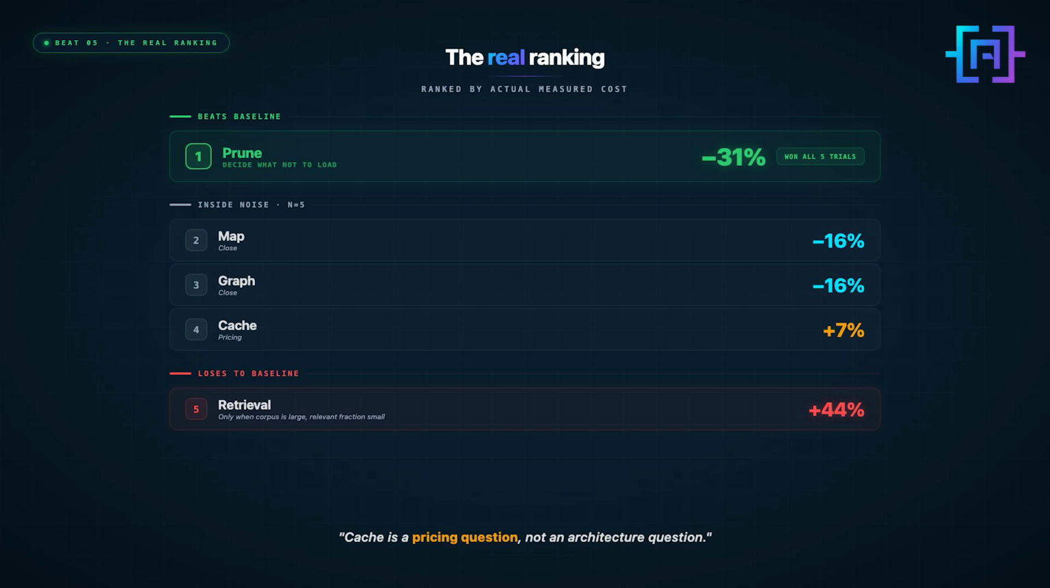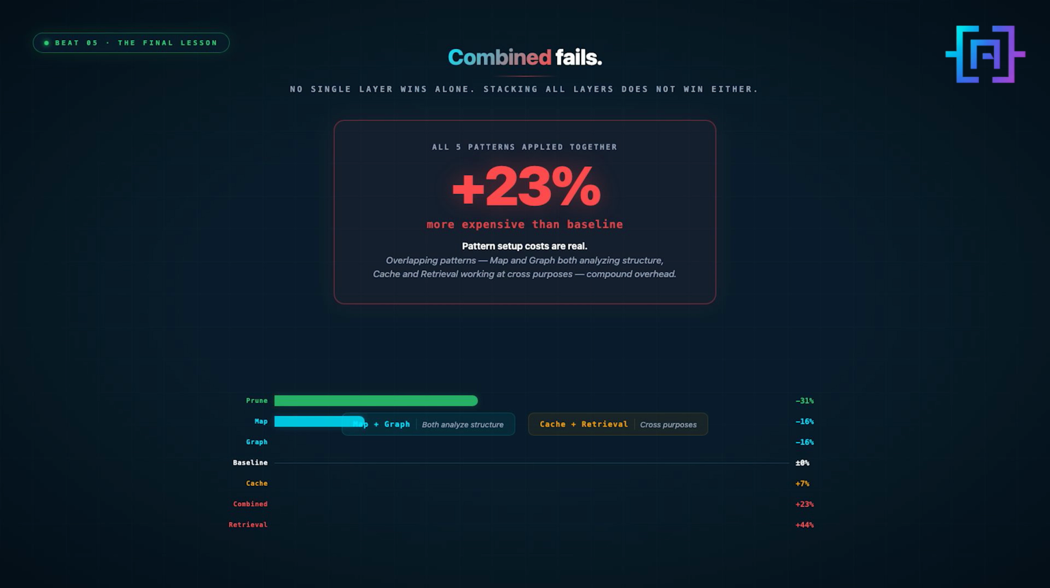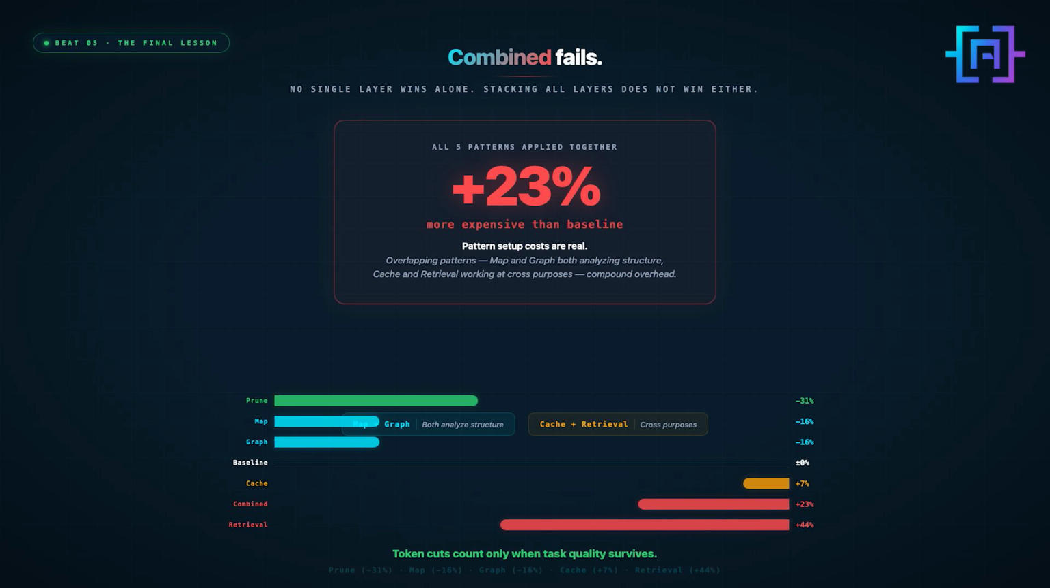No single layer wins alone. But more importantly, stacking all layers does not win either. The combined arm applying all 5 patterns was 23% more expensive than baseline. Pattern setup costs are real. Overlapping patterns, map and the graph both analyzing structure, cache and retrieval working at cross purposes, compound overhead instead of benefit. Context research reinforces why smaller, higher-signal token sets matter.